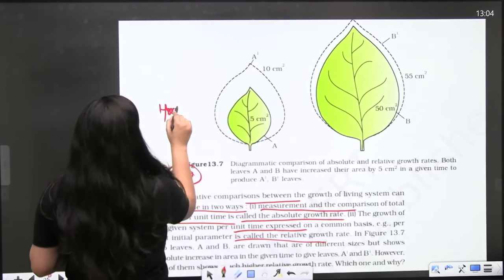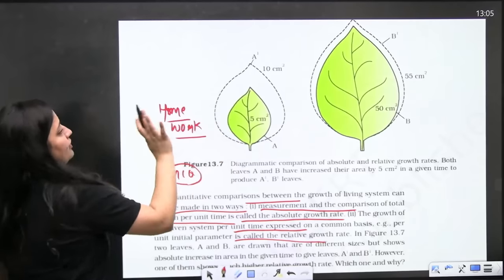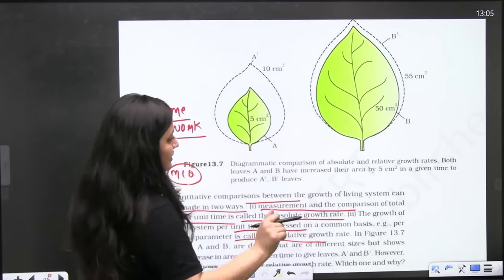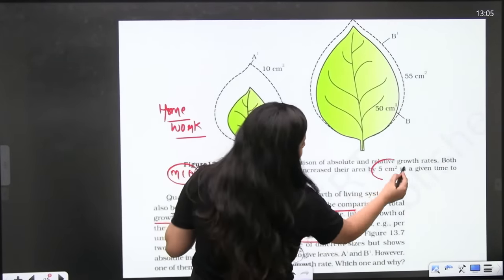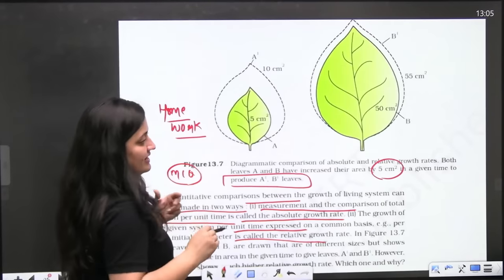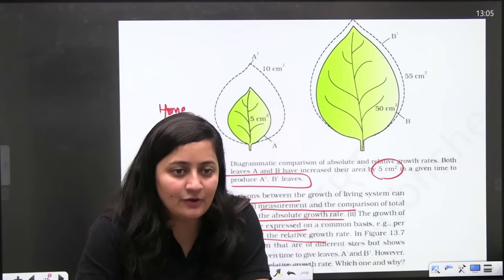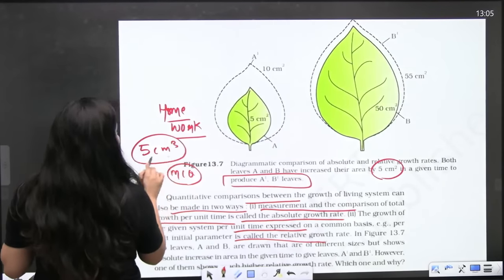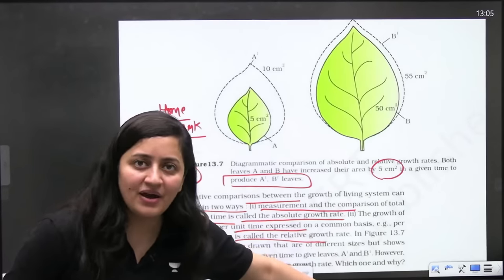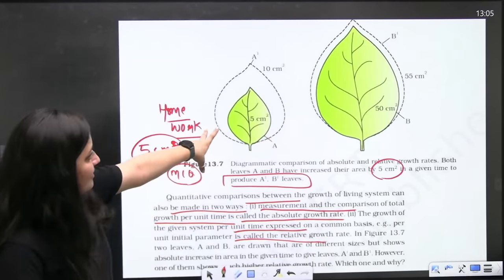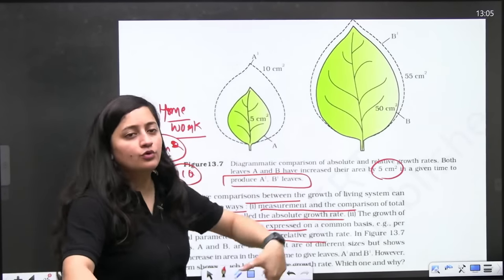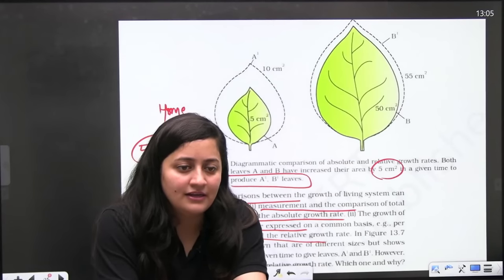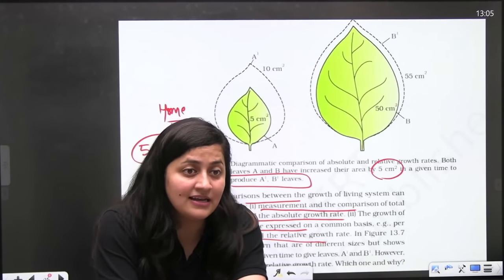So here the homework is you will tell me about the absolute and the relative growth rate of these two leaves. Okay, here in the description they have mentioned the diagrammatic comparison of absolute and relative growth rate. Both leaves have increased their area by 5 cm in given time to produce A1 and B1 leaves. But you have to tell me about that. No doubt, in both the leaves, growth is 5 cm², they have increased their area by 5 cm². But let's say if you are comparing two leaves, can you tell me in which leaf the growth rate is more? Bache Manika, that is your homework. Right? Can you tell me? Yes, anyone in the class?